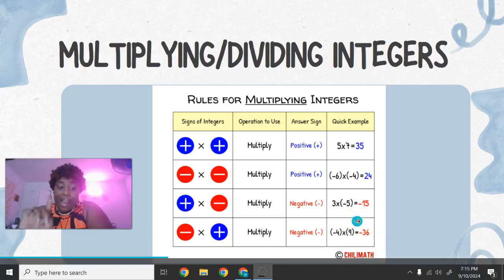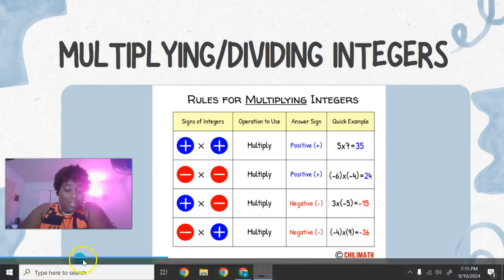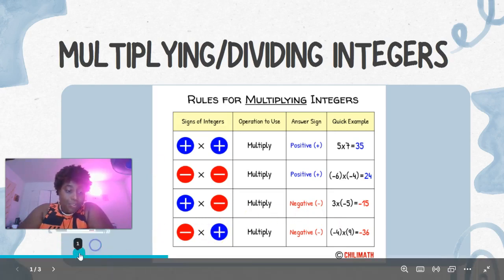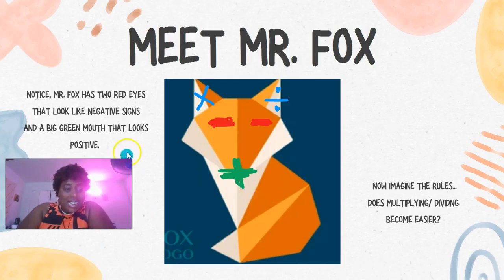So I have a simpler way for you to remember this. I call him Mr. Fox. So let's meet Mr. Fox. So this is Mr. Fox. As you can see, Mr. Fox has two red eyes. They look like minus signs, and a big green mouth that looks like a positive plus sign.